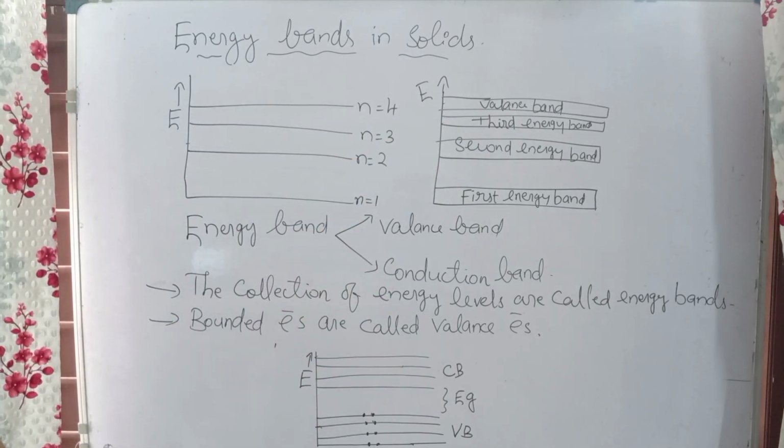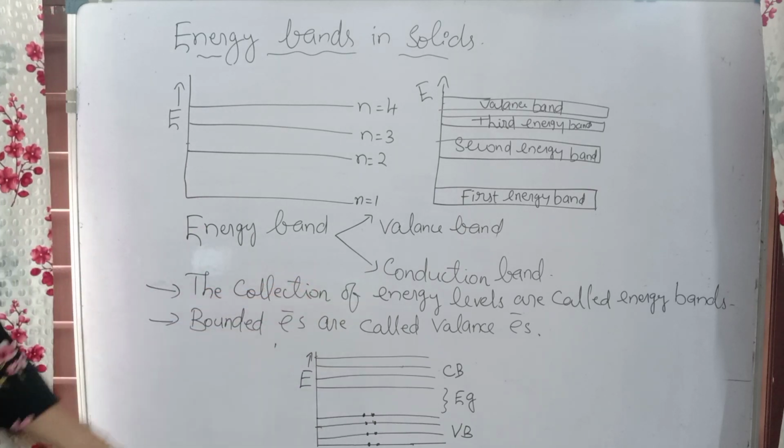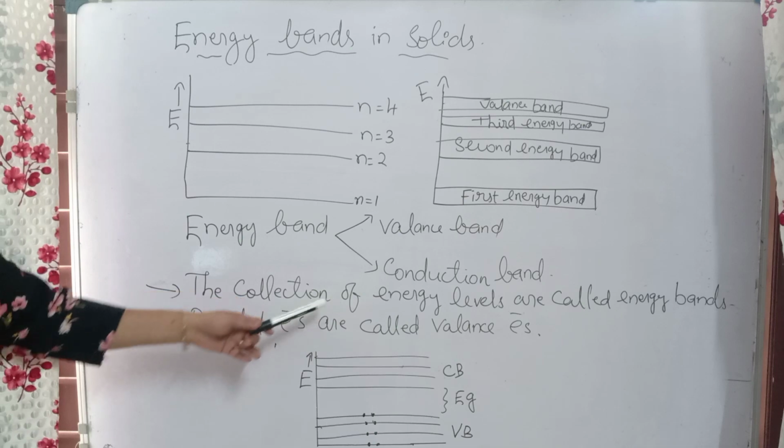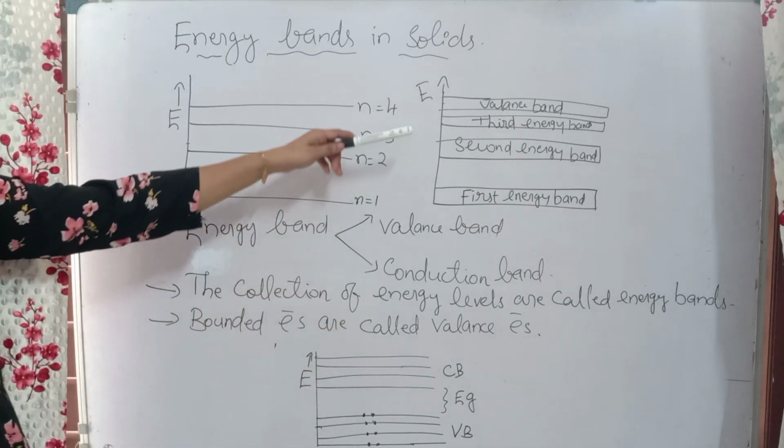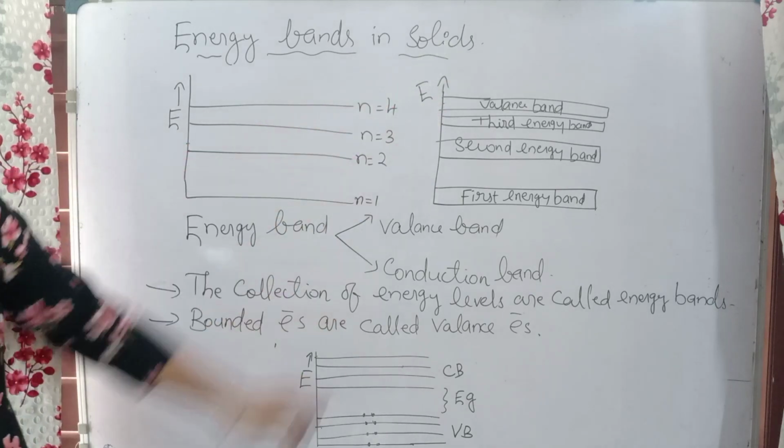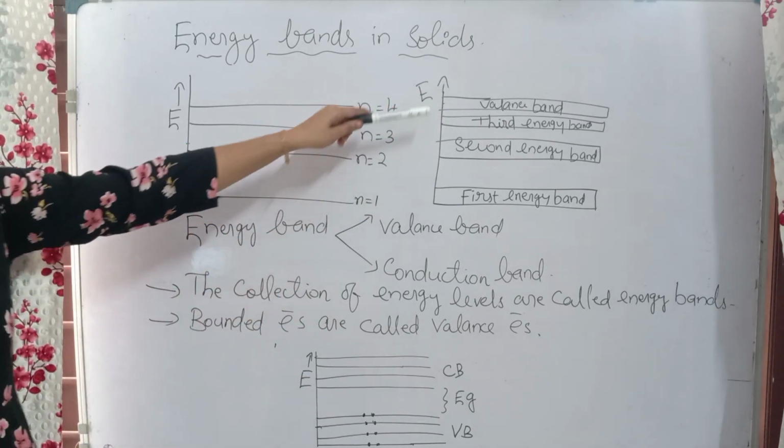And one more thing is that the energy band is a collection of energy levels. Okay, so there will be a number of energy levels. The collection of energy levels is called an energy band. And here we can see that the valence band is formed here. So what are valence bands?